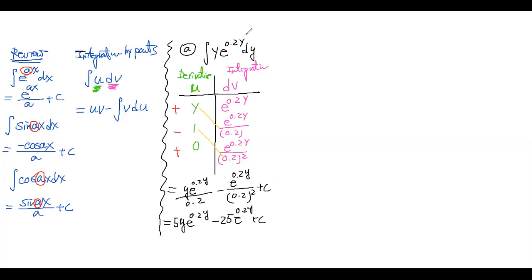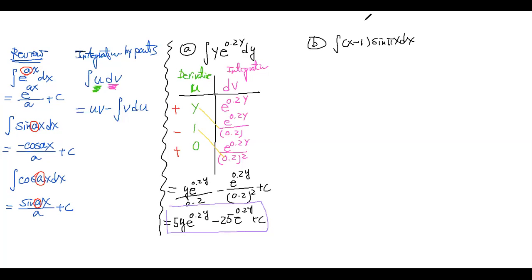So that's pretty easy, right? When you do the tabular form, that's why I like it. It's a very organized way to do it. Okay, now let's take a look at part b. The b here is x minus 1 times sine pi x dx, right?